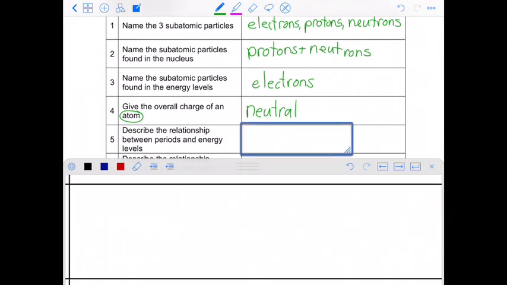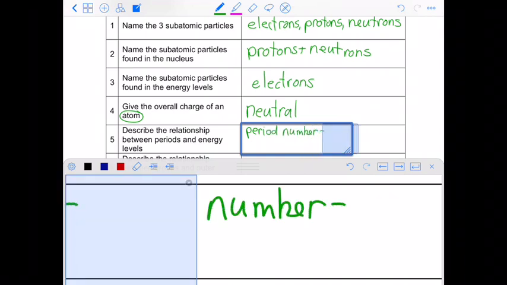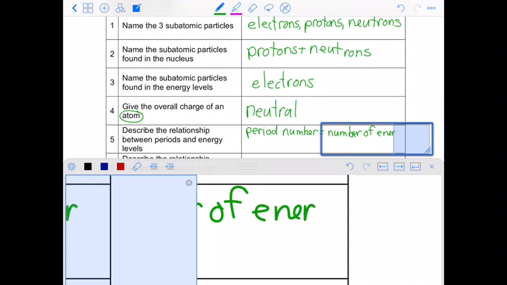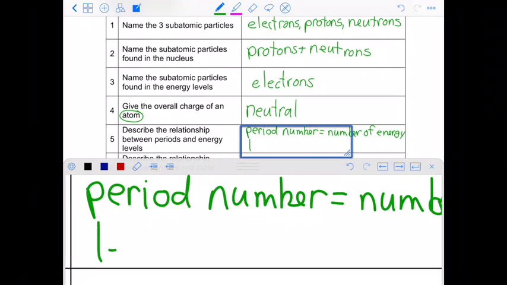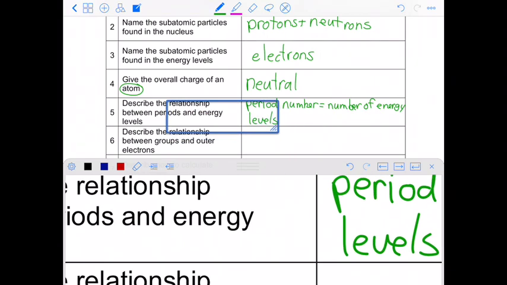The relationship between periods and energy levels: the period number is equal to the number of energy levels. So, for example, if an element is in period number 4, it will have 4 energy levels. If it's in period number 7, it will have 7 energy levels. Remember that energy levels can also be called shells.